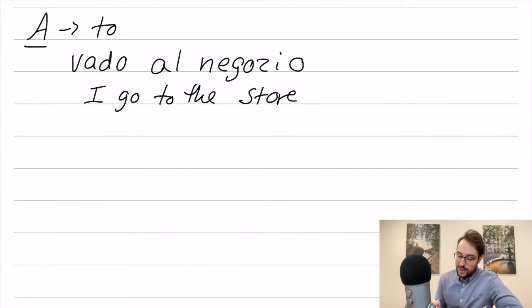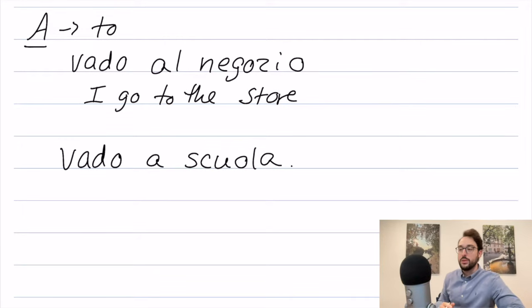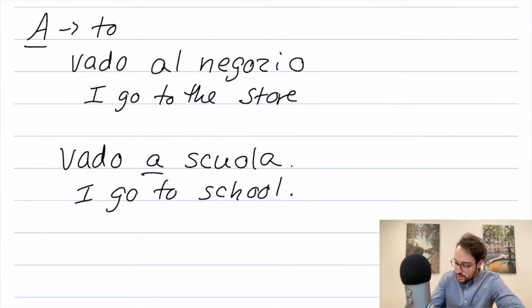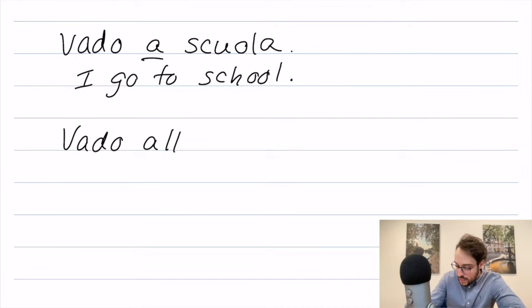Okay. So how did we get to al? Well, basically, you can either use a on its own. If I said, for example, vado a scuola, that's very common to say. Vado a scuola. Because school is a general thing that we all know everyone goes to, school as a concept, not the specific school down the road that I'm pointing to, we could just say vado a scuola. I go to school. We do that in English as well. I go to school.